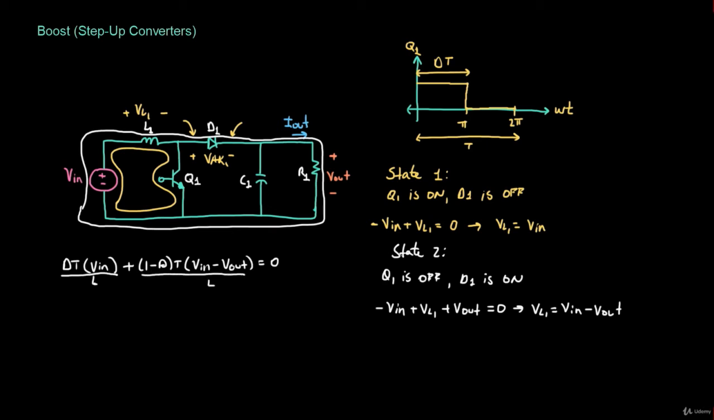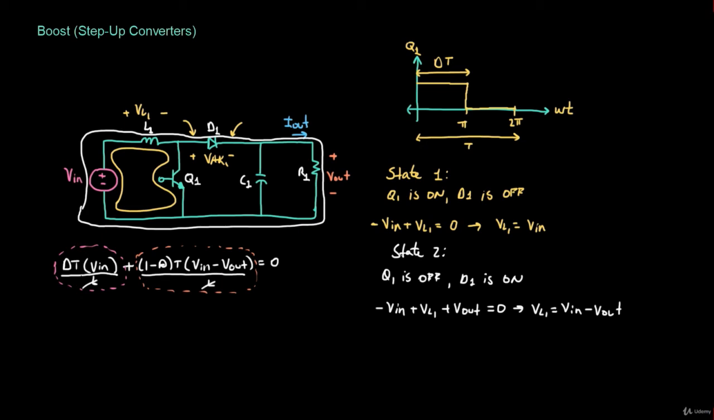So this term on the left is the term for the energy that's stored in inductor L1 during state 1, and the term on the right, this term right here, is the energy that's discharged from L1 during state 2. And the reason why I didn't include L in the buck converter analysis is because that cancels out. So it's not really that important for calculating the relationship between the output voltage and the input voltage.